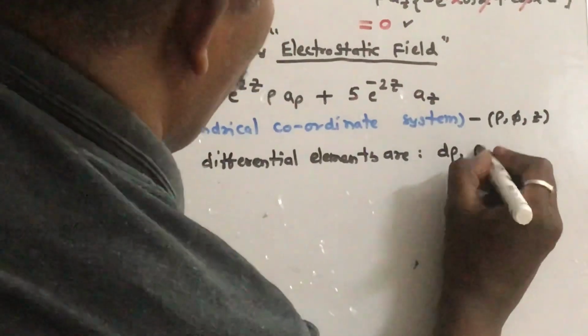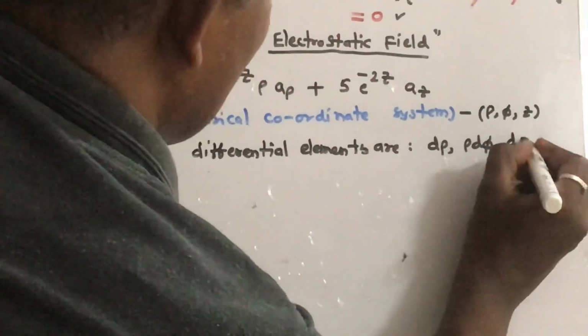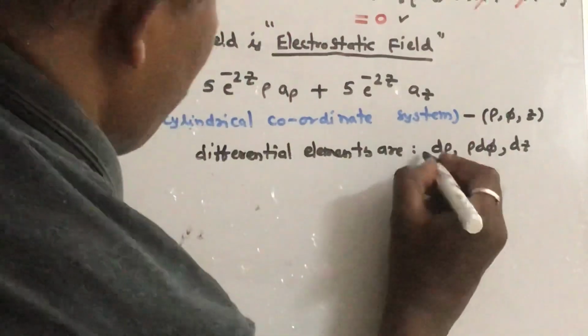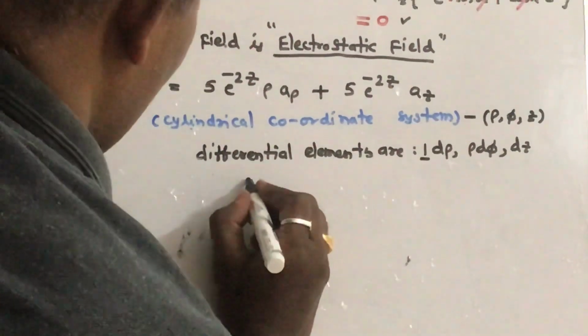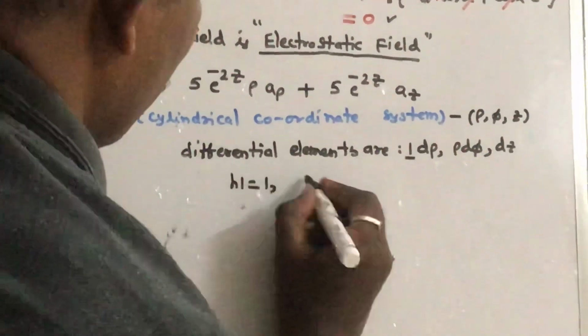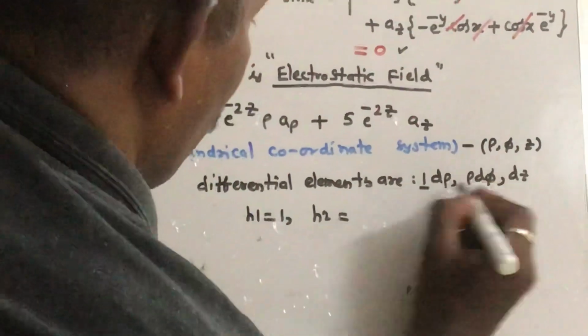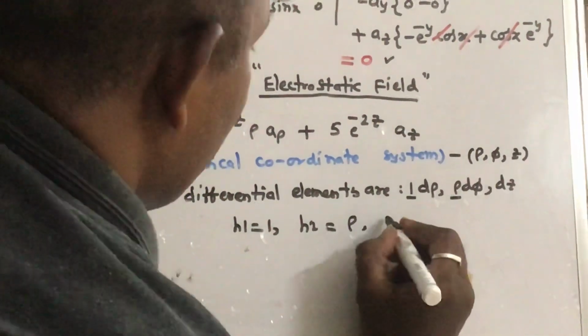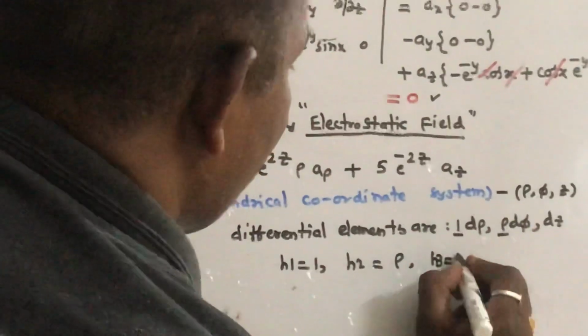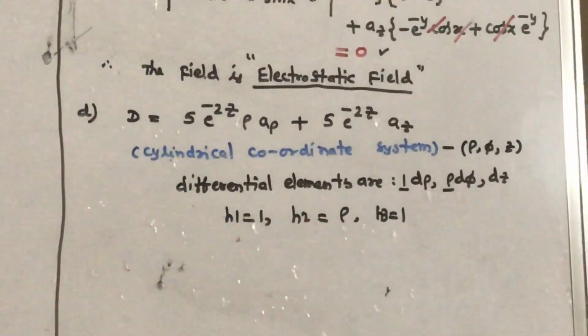D rho, rho d phi, dz. So what is the value of h1? In this problem h1 is equal to 1. h2 is equal to rho. So h3 is equal to 1. First you have to write this carefully. h3 is equal to 1.